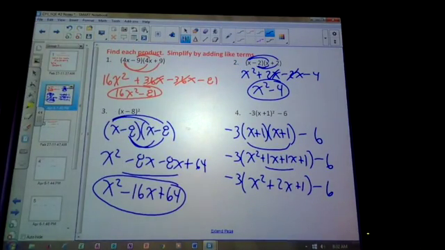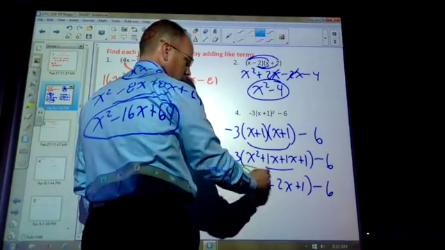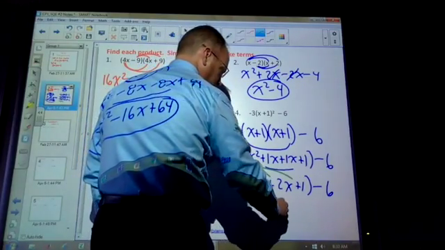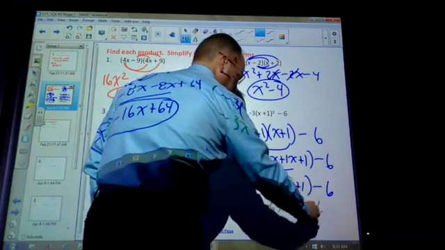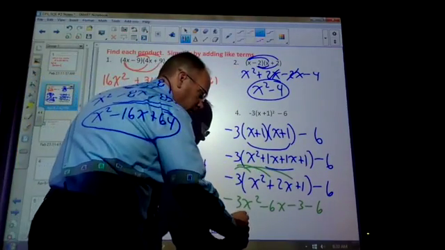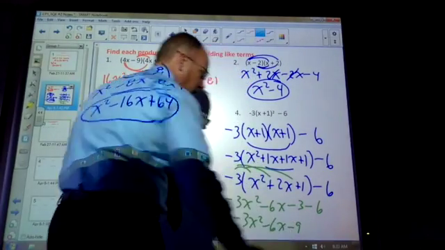What's the step next? Distribute where? Good. Distribute the negative 3 over the parentheses. And then we have that minus 6, so we'll combine that into it as well. So combining like terms. And this is done.